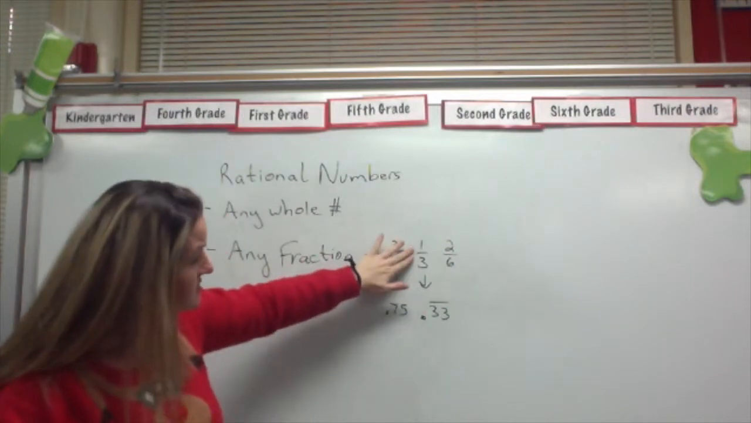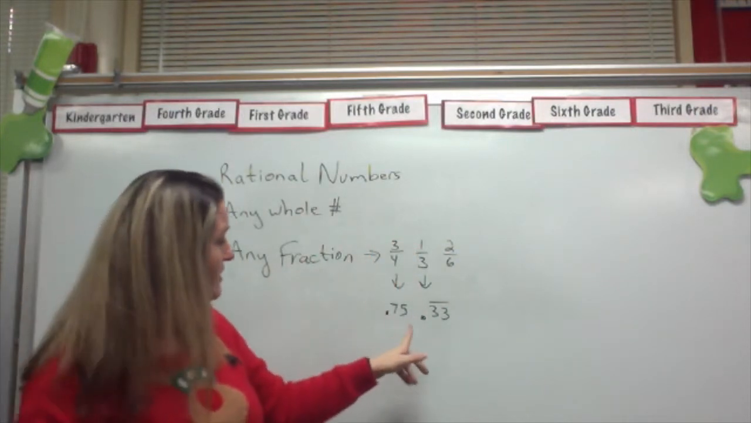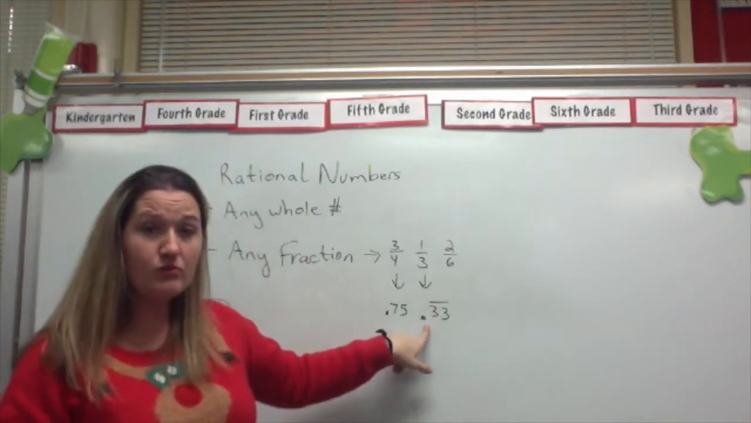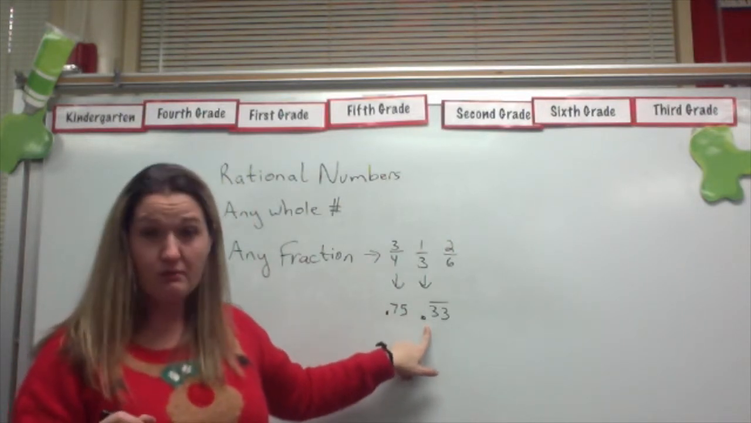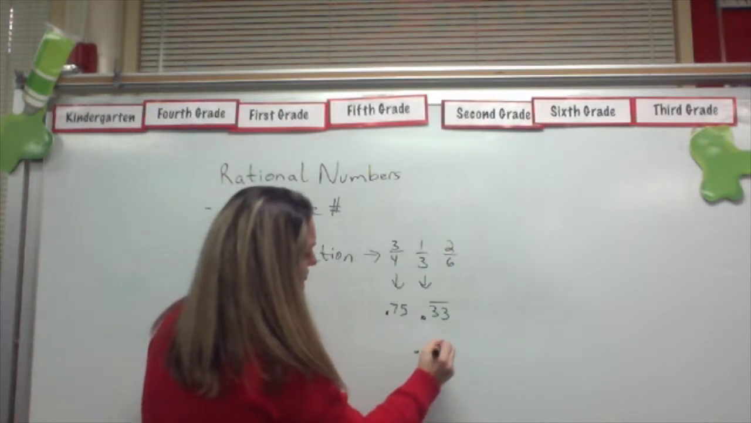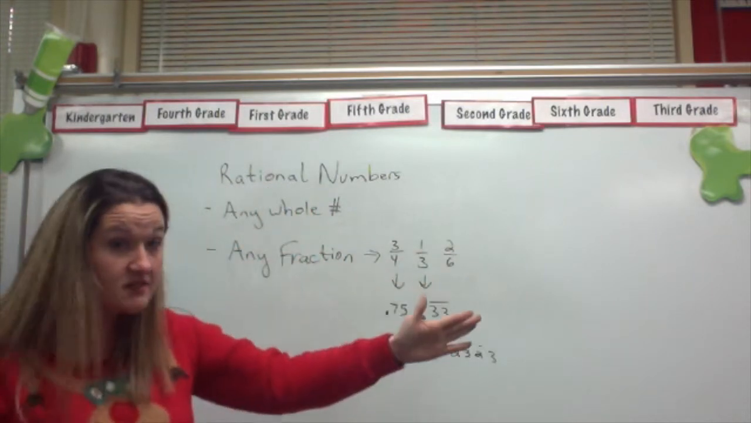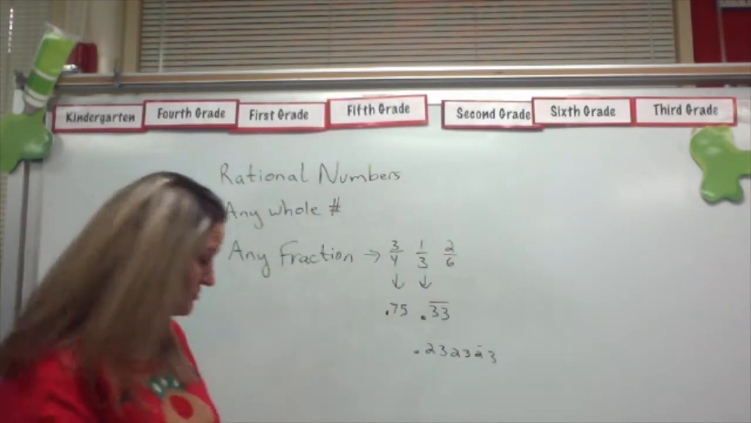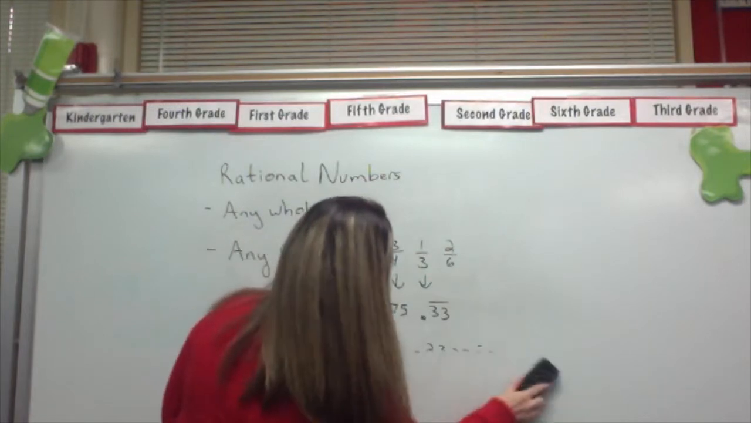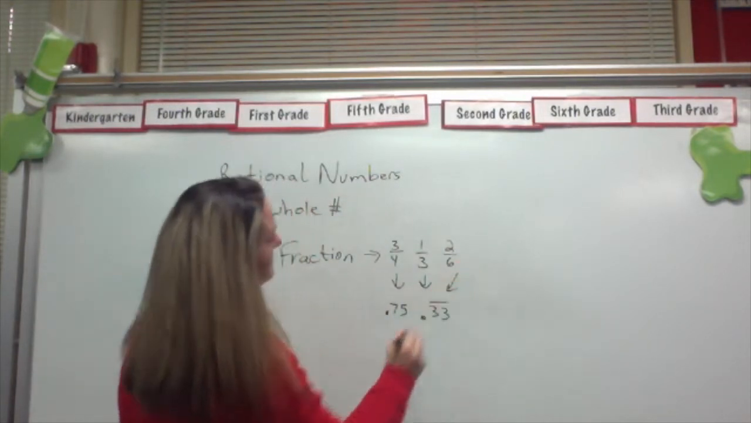But because it was still able to be written as a fraction, it is considered a rational number, okay? And that would be any decimal that repeats, okay? 0.666, you know, it could be 0.232323. As long as it's one that repeats, it's still considered rational, okay? And then 2/6, that's the same thing as 1/3, and so that would be the same thing as that, okay?